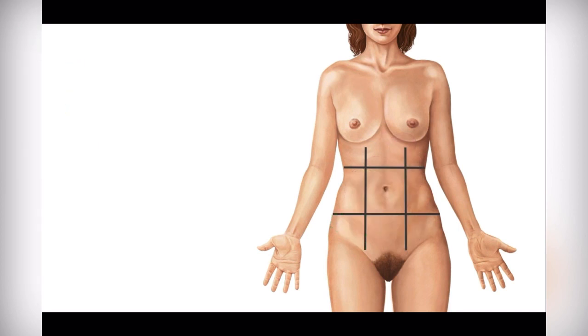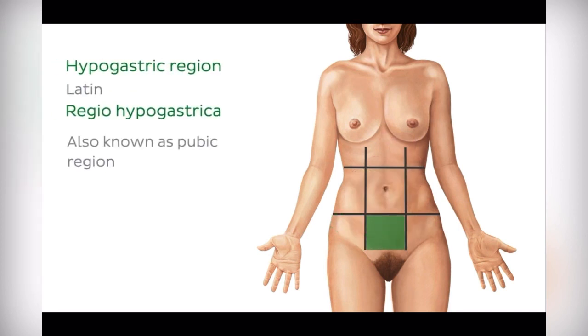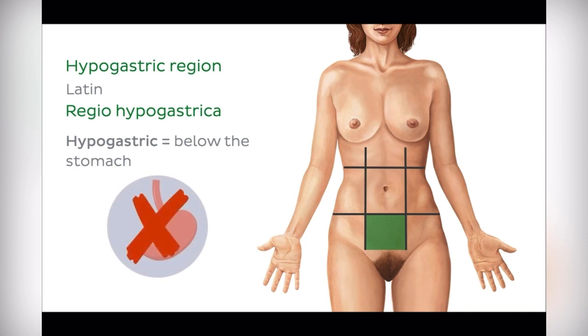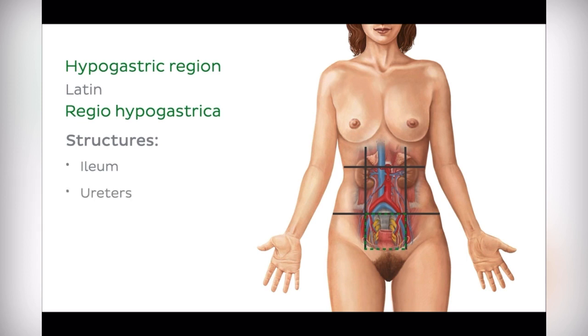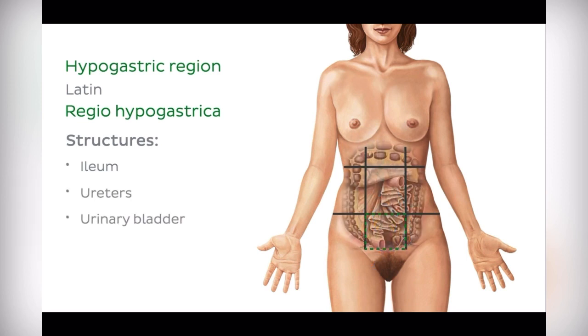Between both inguinal regions is the hypogastric region, also known as the pubic region. This is the final region of the 9-region scheme. Hypogastric essentially means below the stomach, so no components of the stomach will be found within this region. Structures of this region include the ileum, the ureters, the urinary bladder, the sigmoid colon, and the rectum.